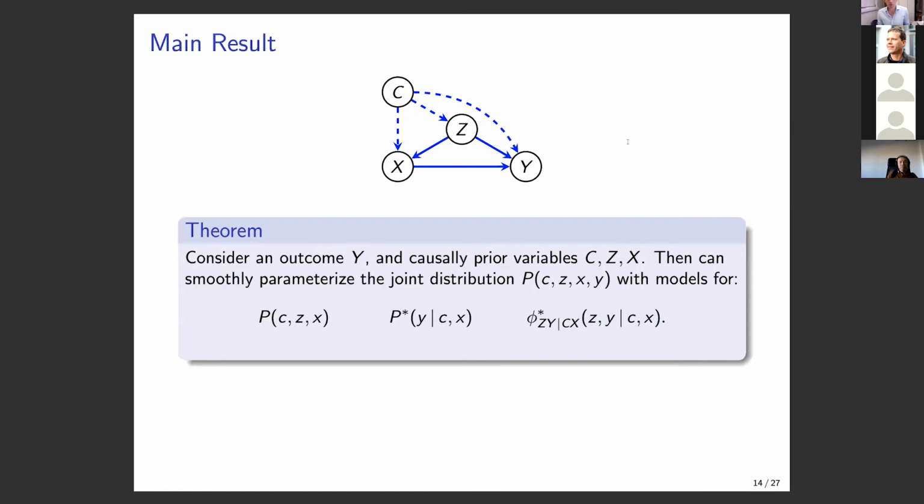So what's our main result? The theorem is that if you have an outcome Y and some causally prior variables C, Z, and X, then you can smoothly parameterize, so you get a really nice map to the joint distribution with models for these three things. That's, again, the past, the things that come before Y, the causal quantity you actually want to model, and this dependence measure, which joins together Z given C, X and Y given C, X.